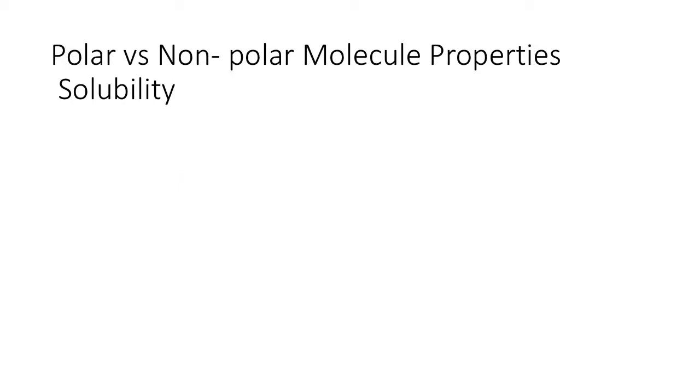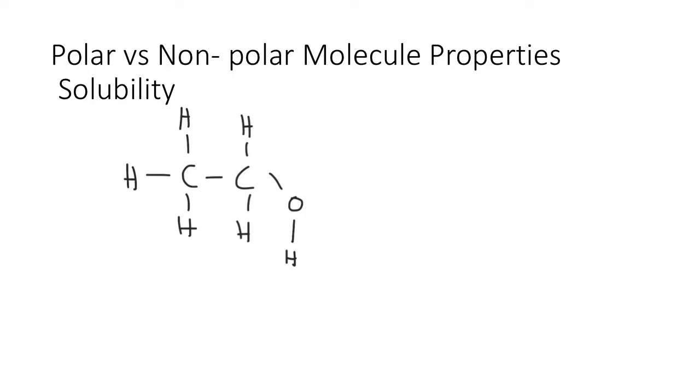So now we'll look at some of the different properties of polar versus non-polar molecules. The first one is solubility. If we have a polar molecule, for example, ethanol will be soluble in water because the hydroxyl group in ethanol can make hydrogen bonding with the water molecule. They'll mix quite happily, they're soluble. So ethanol is soluble in water.